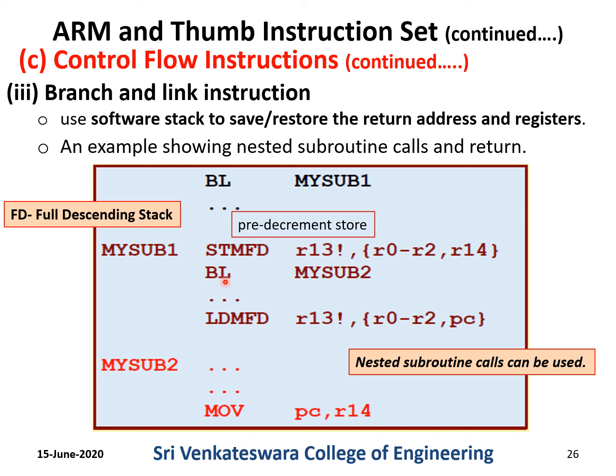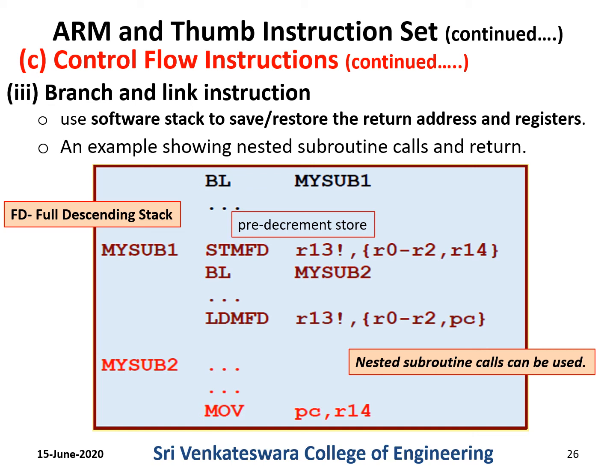Here the next instruction is also a branch link instruction, BL MYSUB2. So again the program counter, which is pointing to the next instruction here in the first subroutine, will be copied into R14, overwriting the previous value in R14, and control will be transferred to MYSUB2. And assume that with this we are stopping the nested subroutine calls.